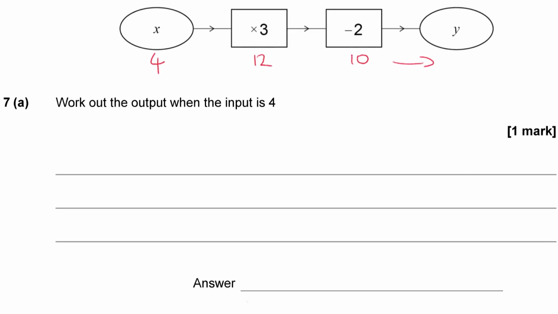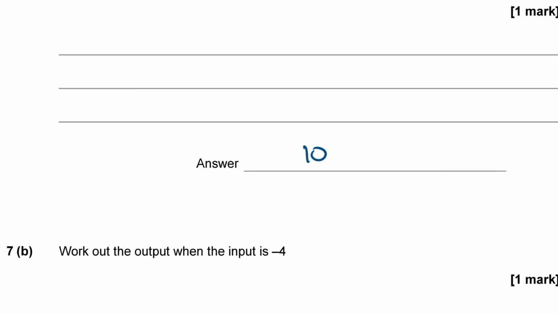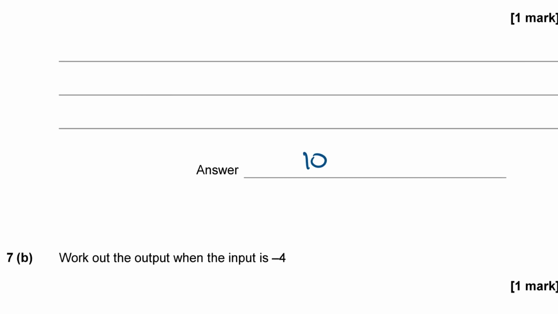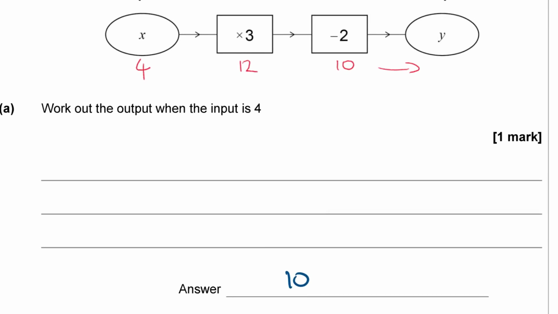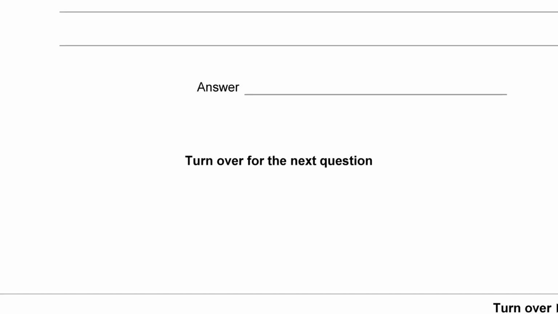So what is the answer? It is 10. Now the next part says work out the output when the input is -4. When we input -4, -4 times 3 is going to be -12, and then subtracting 2 from -12 is going to be -14. So we're going to get -14 come out. So the answer is -14.